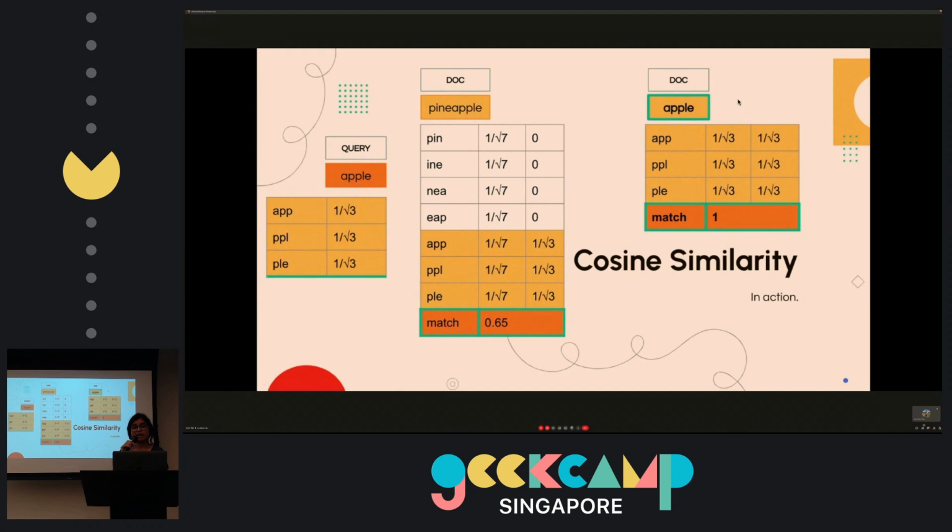So for example, I have a query called apple. I'm breaking that up into 3 ngrams, and then I get 2 documents, which is pineapple and apple. Pineapple gets broken up into 7 ngrams, apple gets broken up into 3 ngrams. Now mathematically, I can represent the weight of each of these ngrams as a vector, and that's PIN is basically 1 by root 7, INE is 1 by root 7, and so on. In terms of apple, it's 1 by root 3, and so on. Now, when I'm trying to compute the cosine distance between apple and pineapple, I am going to multiply the weight for APP of apple with APP of pineapple and get a product and sum that up to get my score. I can do the same thing with apple.